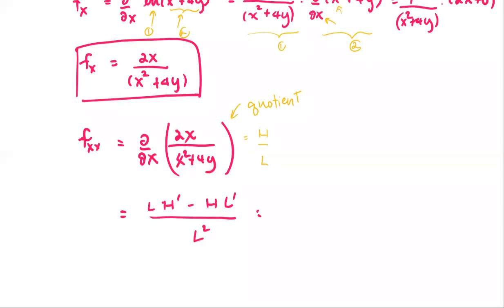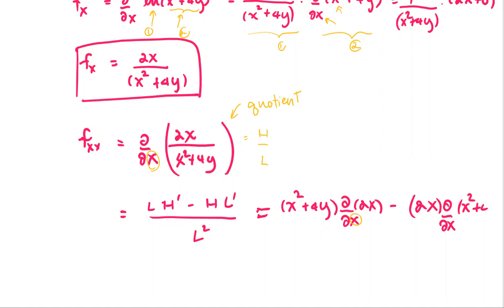Okay. And the low is the quantity x squared plus 4y. D high means the partial derivative with respect to x. We target the x term, right? We're going to keep an eye on the partial with respect to x of the high term. The high term is 2x, and then minus the high 2x times the partial with respect to x of the low term, and all divided by the low squared, which is x squared plus 4y all squared.